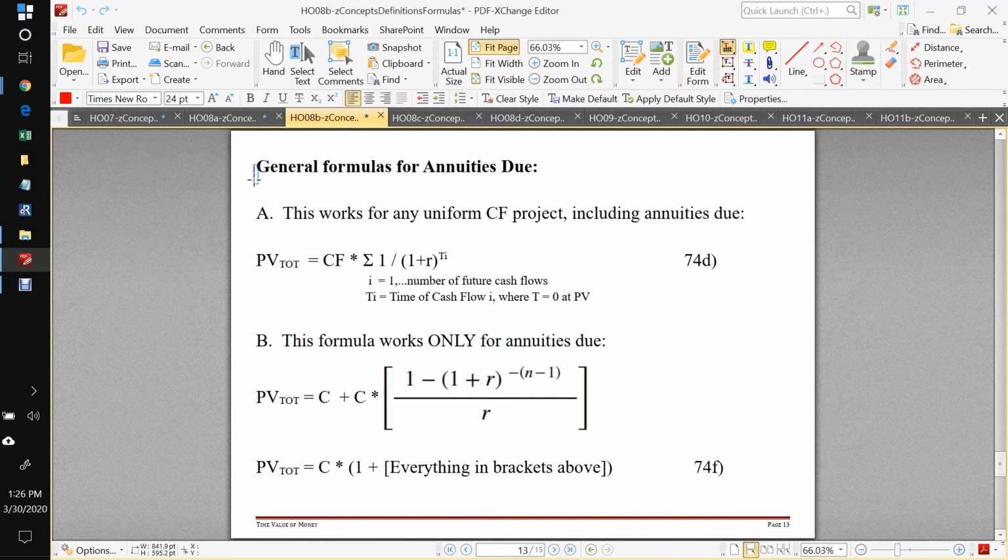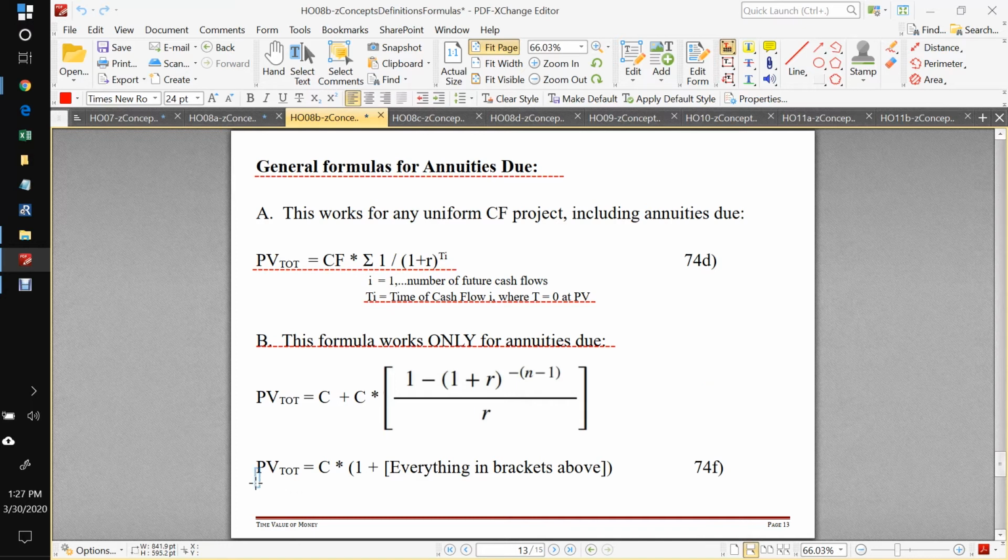Okay, then we had some special formulas for annuities due. Our general simplified fundamental discounting equation works also for annuities due. You just have to be very careful of making sure you've got the timing right of your cash flows. And then we got these versions of this formula that work only for annuities due. It looks very similar to our PV total equation for annuities, except we have another term and things are a little bit different in here.